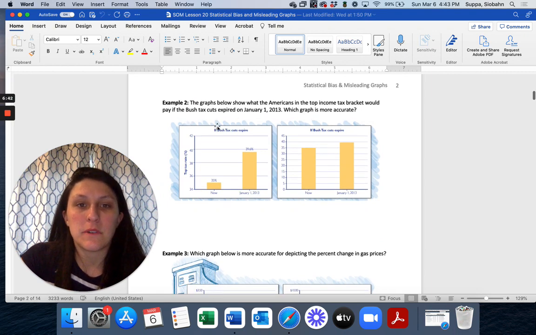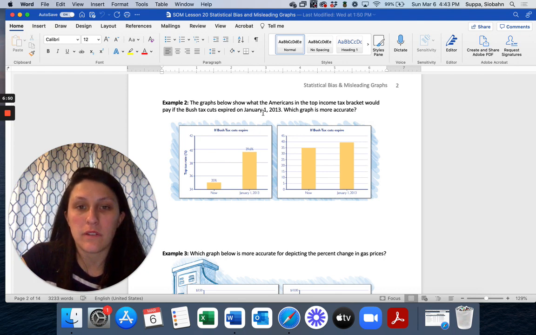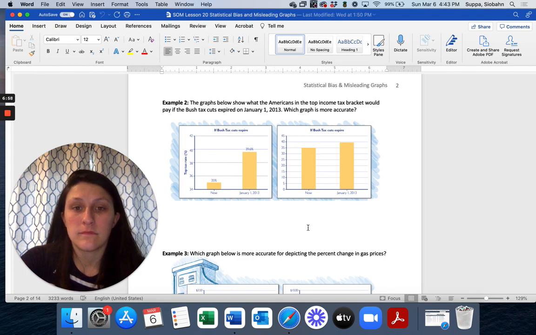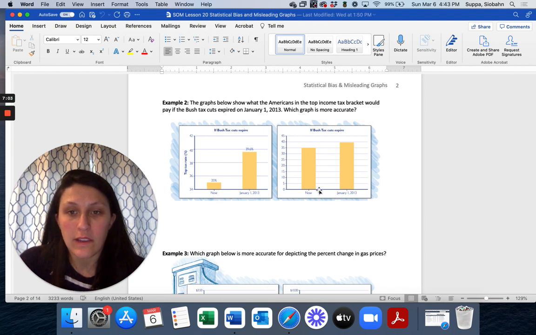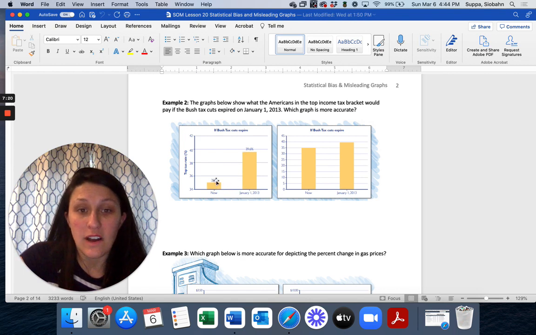Let's look at this example. The graphs below show what Americans in the top income tax bracket would pay if the Bush tax cuts expired on January 1st, 2013. So this was several years ago. Which graph is more accurate? If it were me thinking about this, I would say the graph on the right is more accurate, because the graph on the left looks like someone is trying to convince me that we should not let the Bush tax cuts expire because these people are going to pay 4 times more than what they currently pay. Or, it looks like this is quadruple what they're paying now.